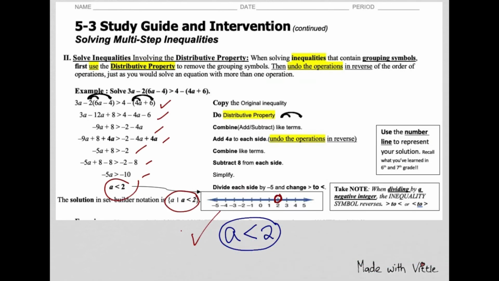Let's plot a less than 2 on the number line. Since it's less than 2, it's not equal to 2, the circle will be open or not shaded. Everything to the left are less than 2. So shade them.